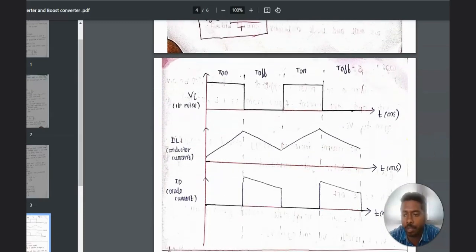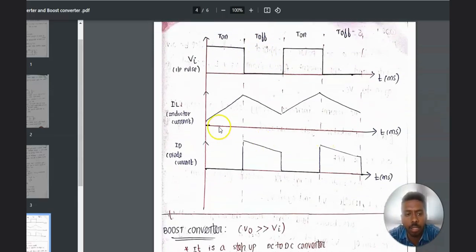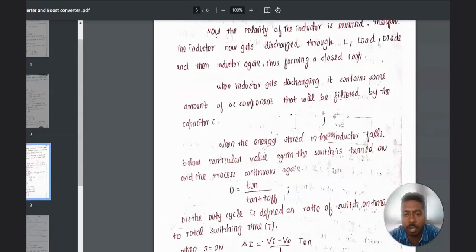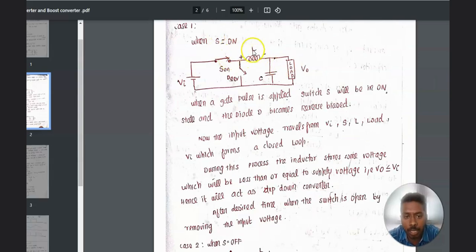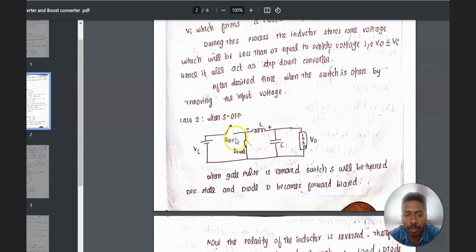These are the waveforms of the buck converter. This Vi is the input voltage. During T on, the pulse will be given. When the time is T off, zero voltage will be given. That is the on pulse and the off pulse. When we measure the inductor voltage, during T on the switch is on. When the switch is on, as we already discussed, the inductor gets charged. Also, when the switch is off, that is when it is open, the inductor gets discharged.